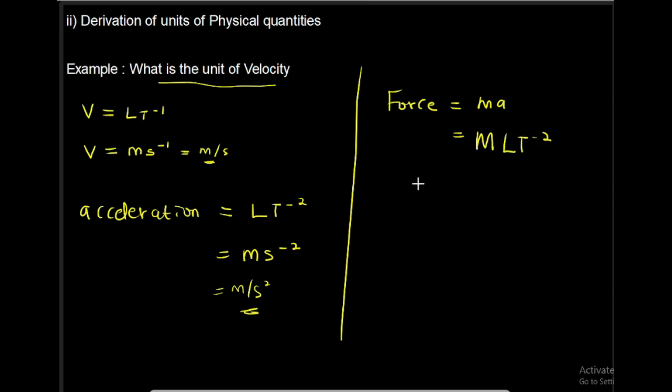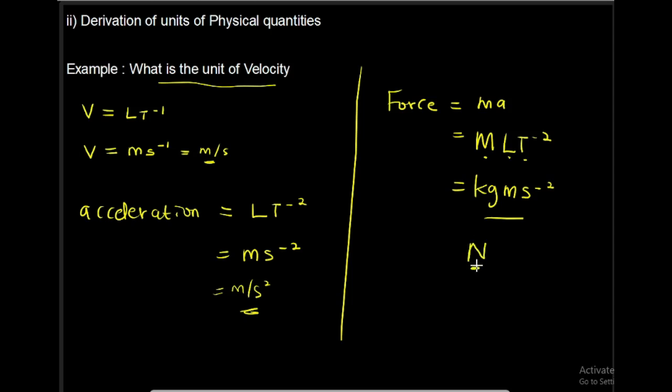So now if we want to get the unit of force, M is the dimension for mass and is measured in kilogram. L is the dimension for length and is measured in meter. T is the dimension for time and is measured in seconds. So the unit of force is kilogram meter per second squared, though we usually use Newton.